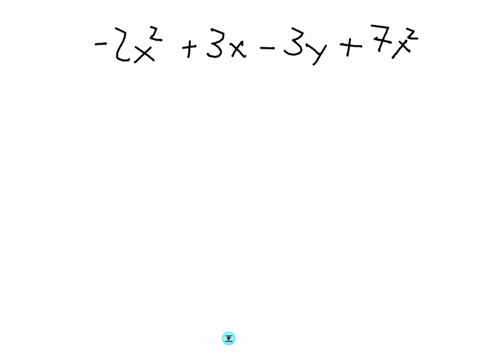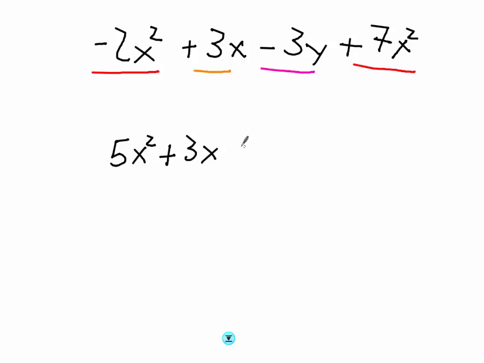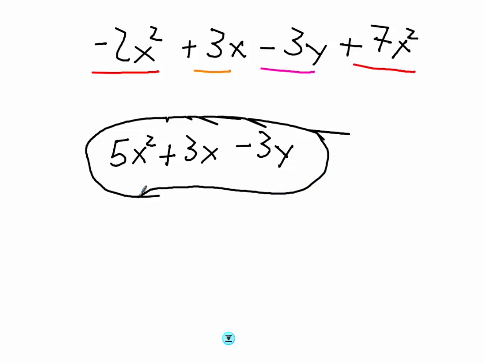So again, let's go through it. Anything that has an x to the second, I'll underline in red. Anything with an x, I'm going to underline in orange. And anything with just a y, I'll underline in purple. Now anything in red we're going to combine: -2x squared and 7x squared gives us a positive 5x squared. Then there's just the 3x, there are no other oranges. And then minus the 3y, because there are no other purples. So our final answer is 5x squared plus 3x minus 3y.